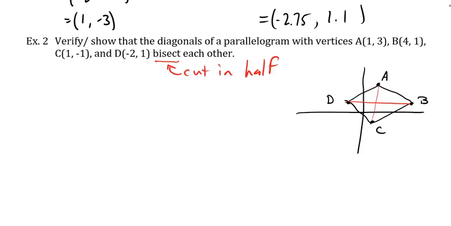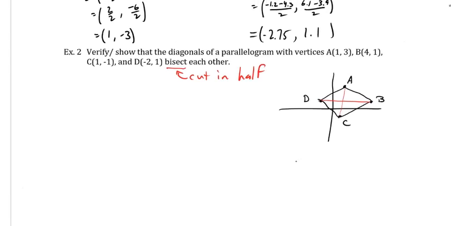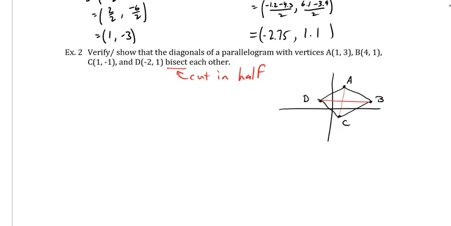They would be the same, right? They would have to be the same. Whatever the midpoints are, they'd have to be the same. If they have the same midpoint, they bisect each other. Does that make sense? Okay, let's try it. If it doesn't make sense, we're going to try it and then think about it after.